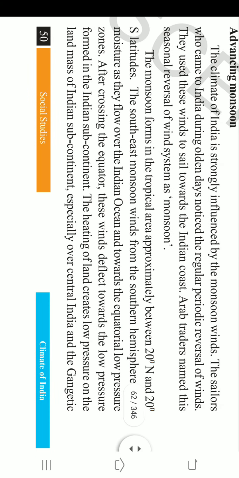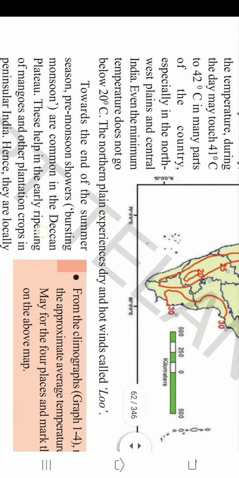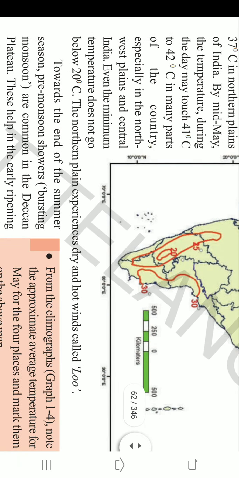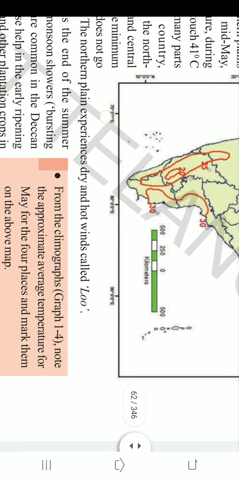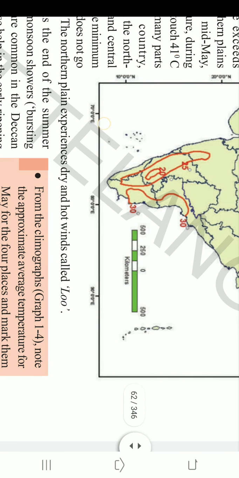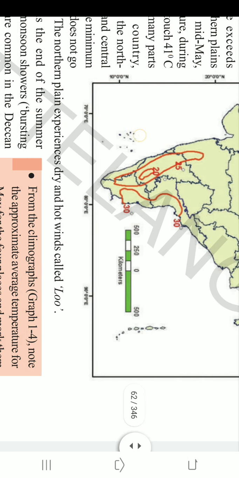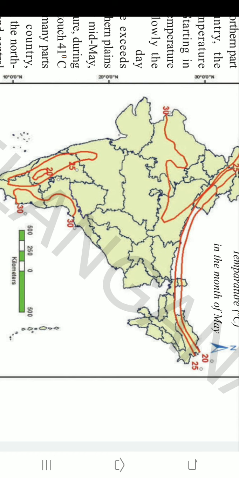They carry moisture from the Indian Ocean towards the equatorial low pressure belt after crossing the equator. Understand? So where is the equator? It is below India. Here it is, right? So actually it blows from the southeast direction. After crossing the equator, they deflect. That means they bend in the direction of southwest, right? Why does it deflect? Because of the Coriolis effect, my dear students.